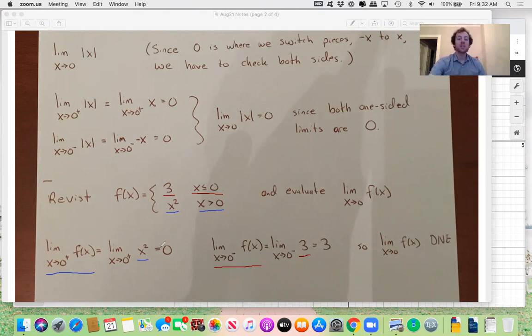So now these are the two sides, but what we look at is from the right, we got 0, from the left, we got 3. These are different, rather than the absolute value where we got the same thing on both sides. So that means that the limit doesn't exist.